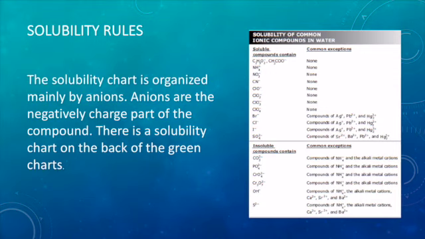So there are rules for solubility for the compounds that will dissolve in water. The solubility chart, which is also on your green charts, is organized mainly by anions. Anions, remember, are the negatively charged part of the compound. There's a solubility chart, again, on the back of your green charts.